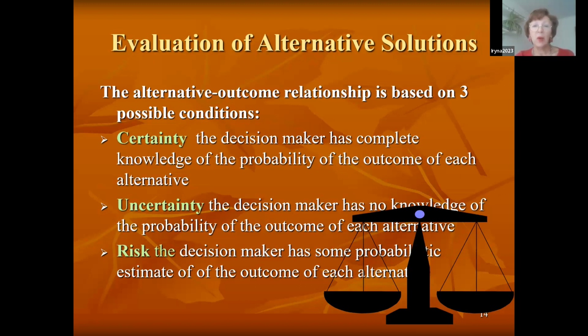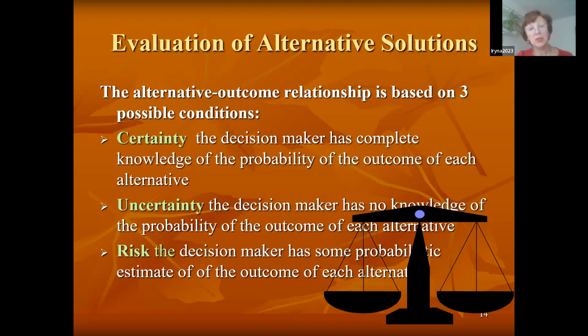Well, what are the conditions under which managers and all of us make decisions? There are three possible conditions. First is certainty. It happens when the decision maker has complete knowledge about the situation and the probability of the outcome of each alternative. You know that if you do alternative 1, you have this result, alternative 2, this result, alternative 3, that result. This is one condition.